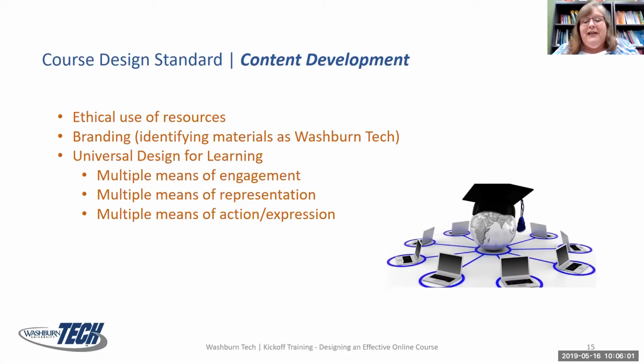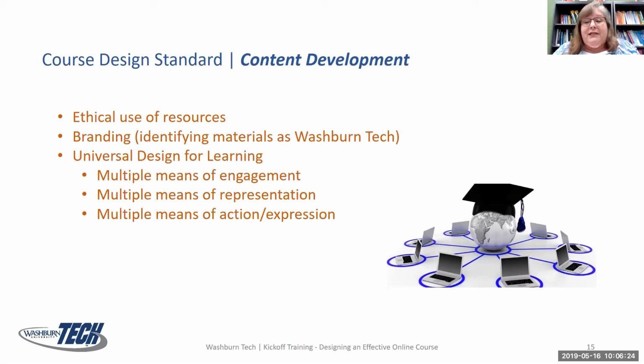And then the other thing we're taking a look at for universal design for learning means that our content is inviting and approachable and accessible to learners with all types of abilities and disabilities. The multiple means of engagement means that we're providing a variety of ways for students to engage with each other, with the material, with the instructor.